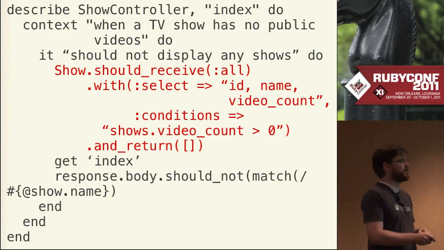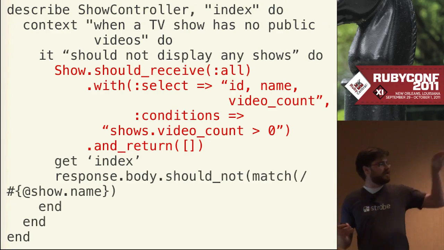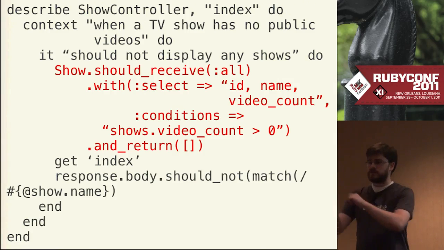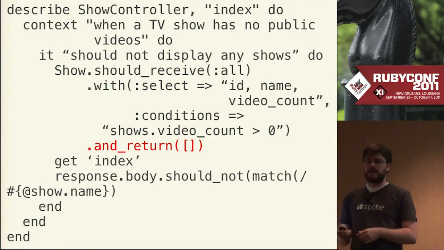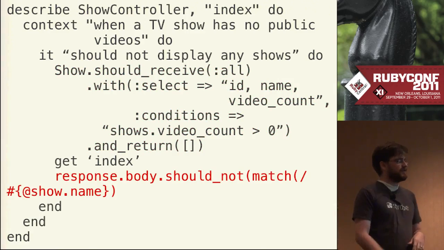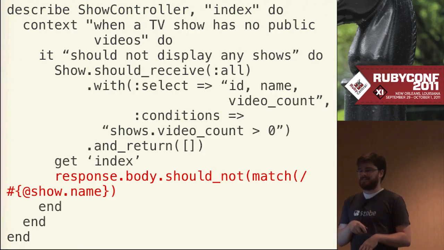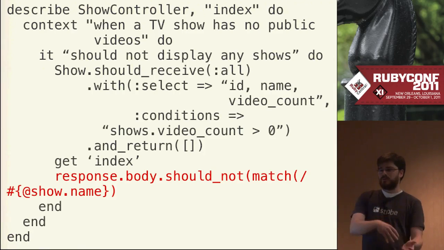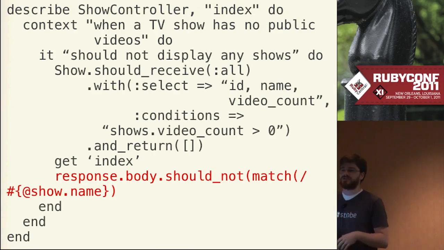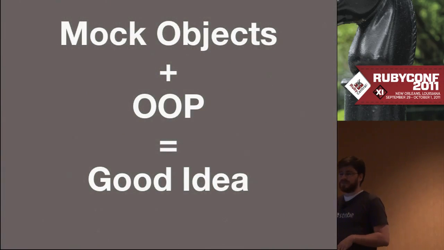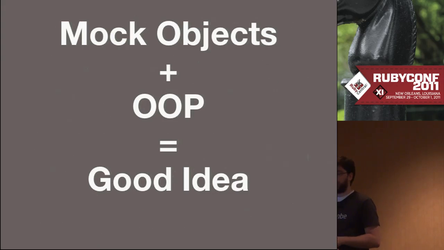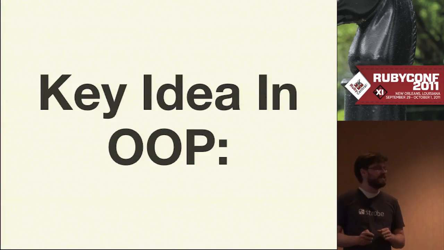Now there is an expectation on it because it has a should receive, but the point is that when I call this method, I want it to return an empty array so that I don't have to talk to the database or whatever. And you can tell that this is actually a stub and not a mock because you're actually asserting on the body. It's asserting on state. When you're asserting on state, you're stubbing. When you're asserting on messages between objects, you're mocking. So mocking plus procedural programming is a bad idea, but mocking plus OOP is a good idea.